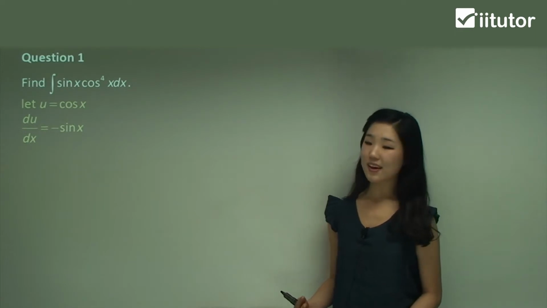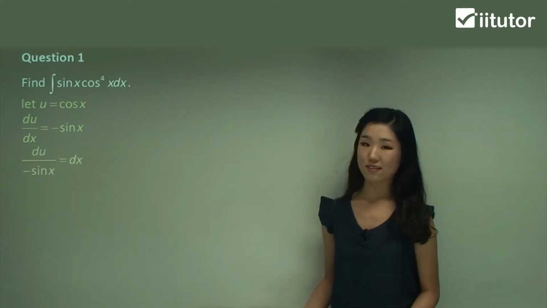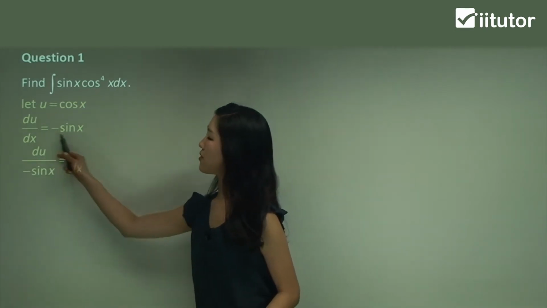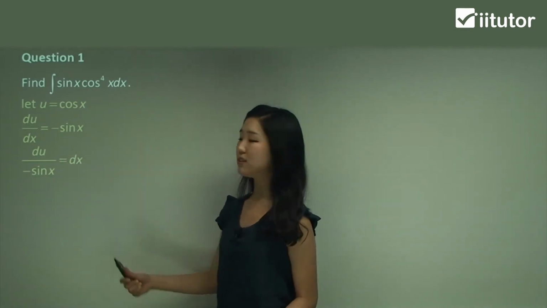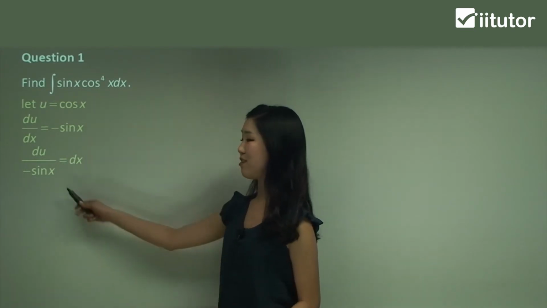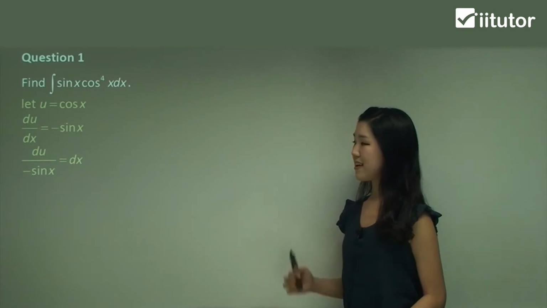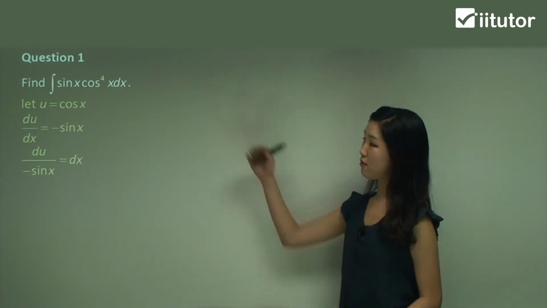Now what I'm going to do is let dx be the subject. Basically, I'm multiplying both sides by dx and then dividing both sides by negative sine x, and you'll get to this point. It's just some simple algebra. Now that I've done that, I'm going to go for my integral.